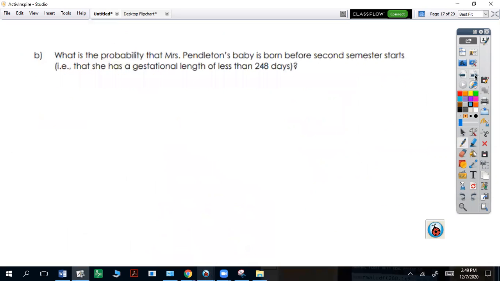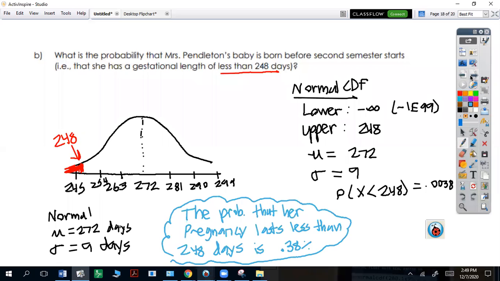All right, part B. What is the probability that Mrs. Pendleton's baby is born before the second semester starts? So in other words, she has a gestational length less than 248 days. Try this one on your own, less than 248 days. So that's a small percentage here.